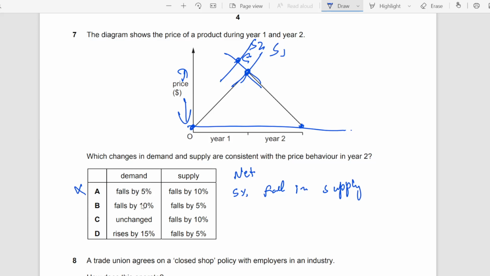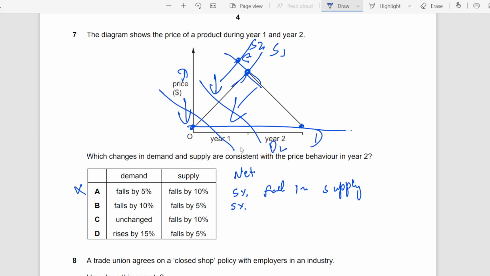Demand falls by 10%, supply falls by 5%. So there's a greater degree of fall in demand. This is also one way to understand the concept. So when there's a fall in demand, what happens? The demand curve shifts from D1 to D2, and the price goes down.